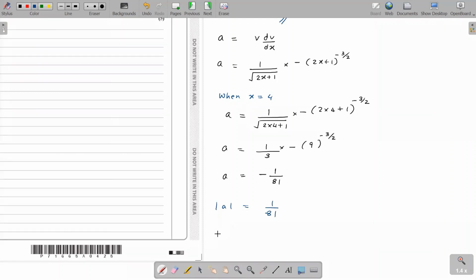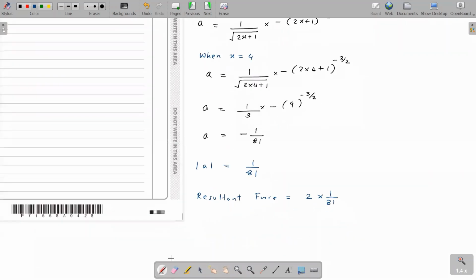And then the resultant force will be mass times acceleration. Mass is 2 kilograms times acceleration 1 over 81. So the resultant force is 2 over 81 newtons. Okay, 2 over 81 newtons. Is this clear?